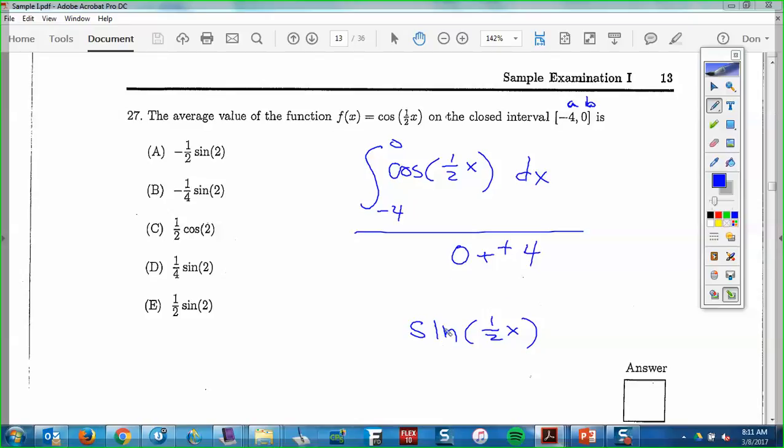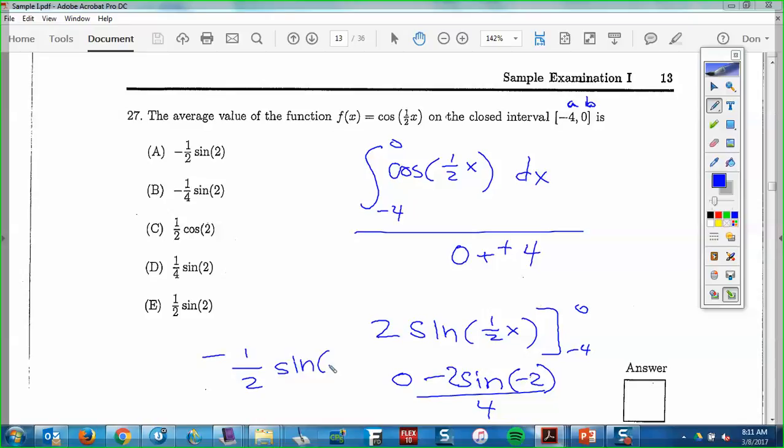All right. Anyway, antiderivative is sine, and then you kick out a 2. All right. So you put in a 0, that'd be 0. Put in a -4 times 1/2 would be sine -2, right? Oh yeah, there's a 2 on that. So it'd be -1/2 sine -2.